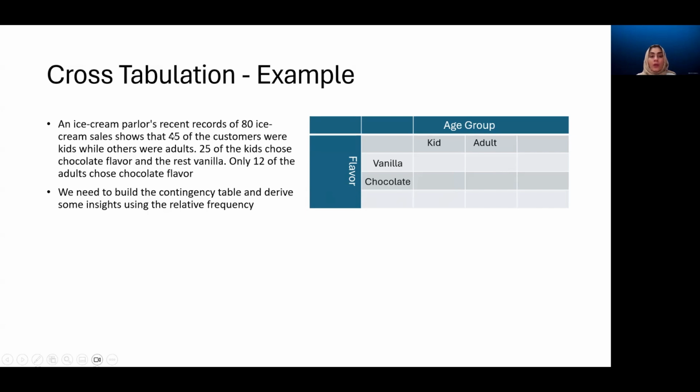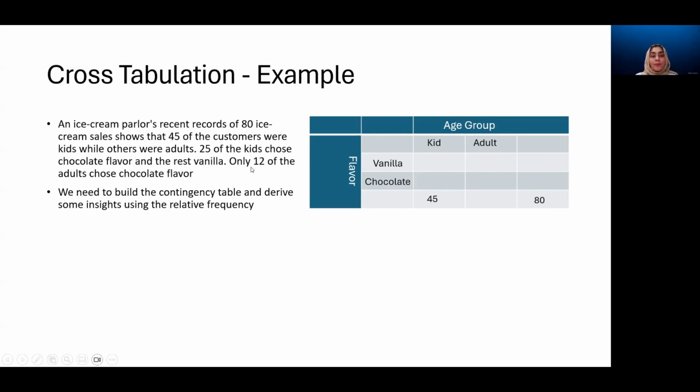We can identify the quantities specified here. We can see that the values are 80, 45, 25, and 12. So we are going to put them into the appropriate cells over here. We know that 80 is the total count, so it comes here. Then the other value that we know is 45, and we've been told that of all the records that we're looking at, 45 of them were kids. So it is going to go under kid in the marginal total cell, because it is the total number of the kids. For now, we do not know how many of them chose vanilla or chocolate. We are going to look back at the question and find that value out. But this is where 45 goes.